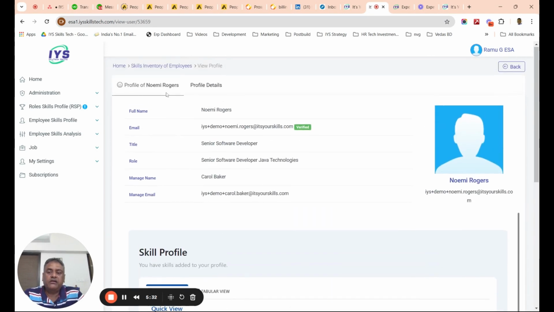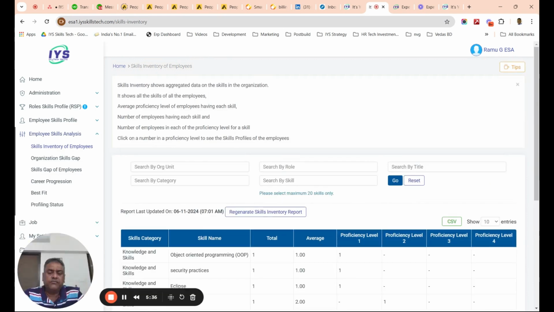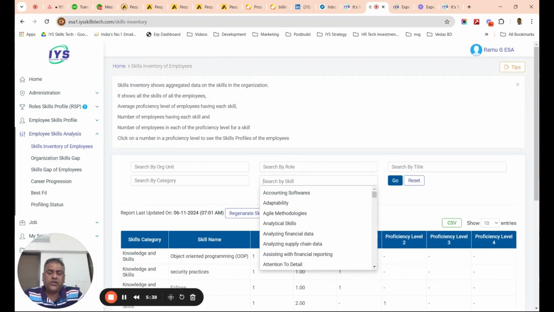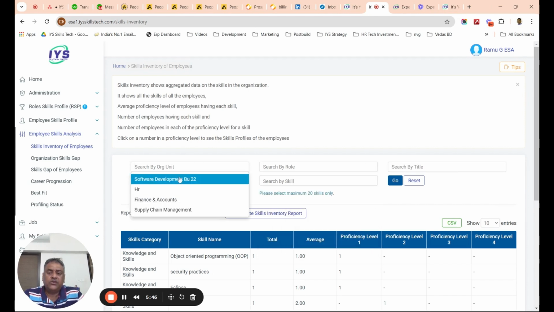Then we can do slicing and dicing based on different things. For example, for knowledge sharing or getting people together with different kinds of skills, we can do a search on skills. And if we want to analyze based on organization unit or roles, the slicing and dicing of the various skills can be done.